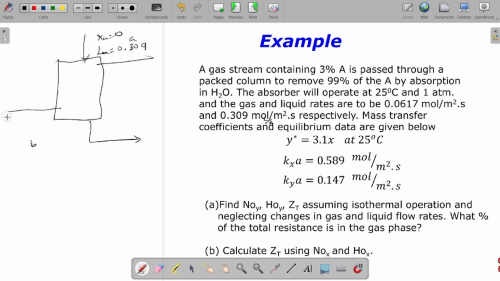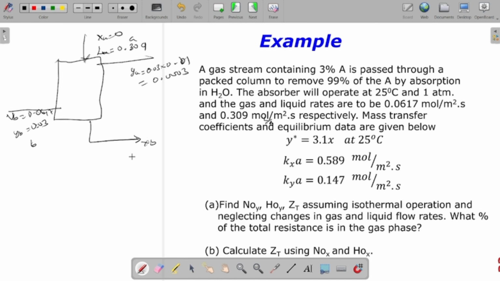Then for the gas, they said that my VB is 0.0617. Then I'll have my YB is 0.03, and they told me that the column removes 99%, meaning that only 1% will come out over here for the component. So YA will become 1% of this. 1% is 0.01, so I have 0.03 times 0.01, which gives 0.0003. So that becomes YA, so that the question will be much easier for me to solve.